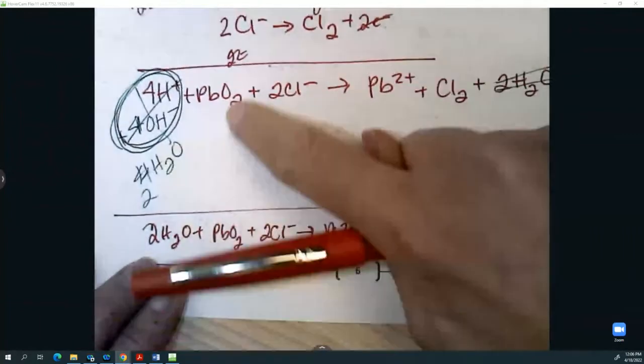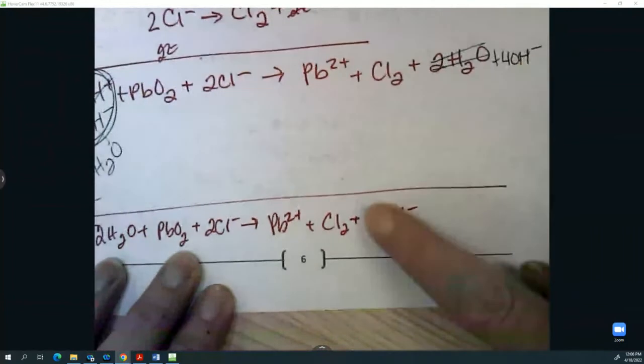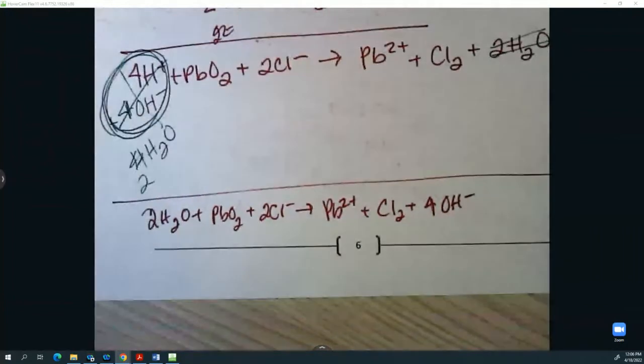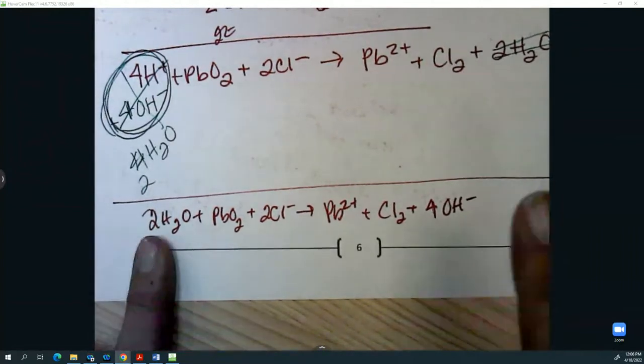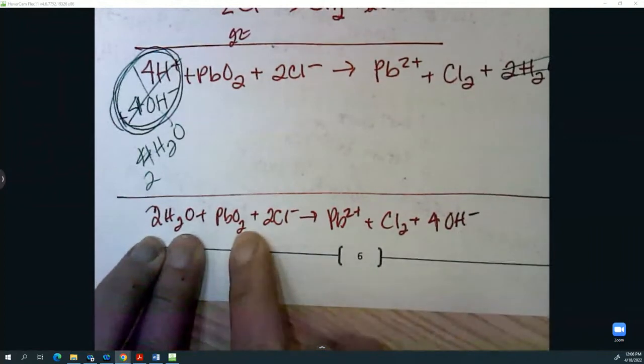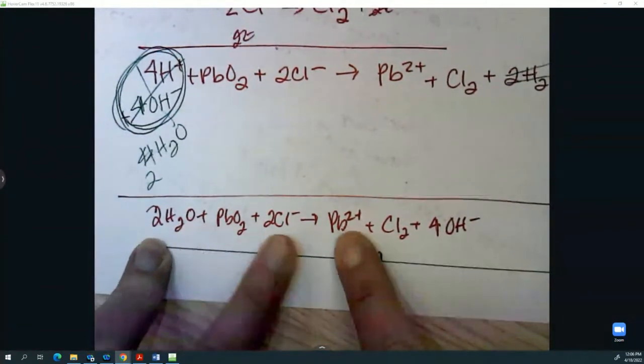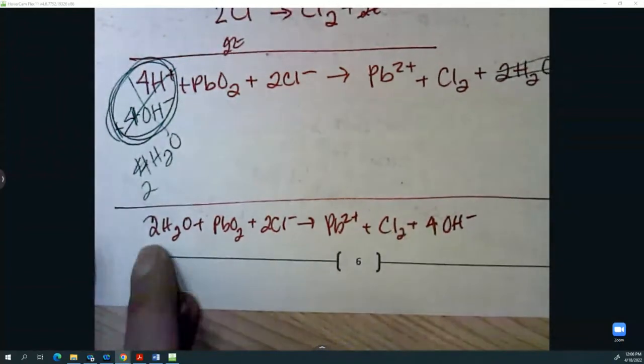So I got my 2 waters, my lead and my chlorine, and then I got these 4 hydroxides over here. It should be balanced. I don't think I messed anything up, but it's easy enough to check my work that I should do it. 4 hydrogen, 4 hydrogen. All right, this is 2 oxygen plus 2 oxygen is 4. Here's my 4 oxygen over here, 1 lead, 2 chlorine, 2 chlorine.